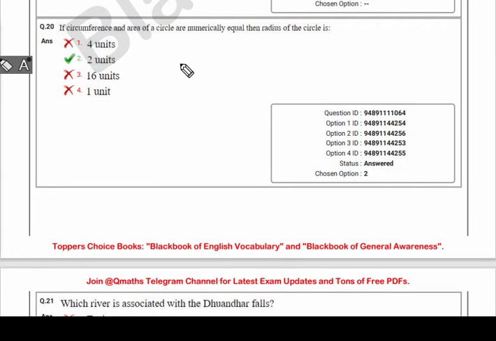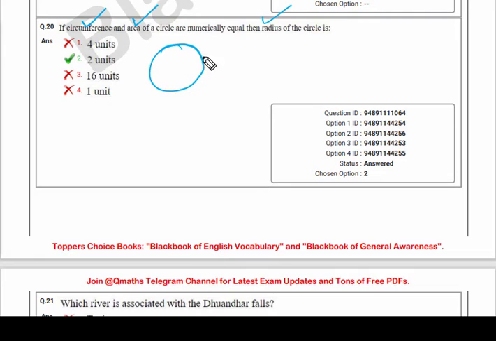So this is a question where they didn't mention any numbers, but they just mentioned the theory and they asked us to find the answer, and they are frequently asking this. So you should know what is circumference, what is area of circle and what is the radius of the circle.